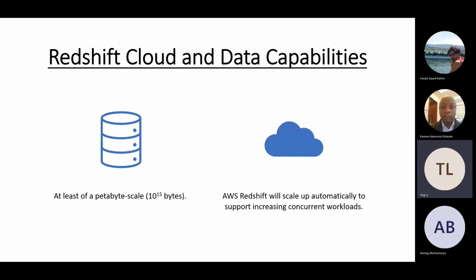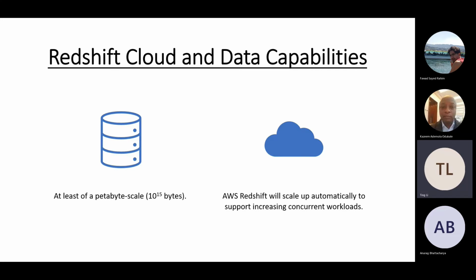Data at petabyte scale is required because this is the limitation of MPP. AWS Redshift will scale up automatically to support increasing concurrent workloads.